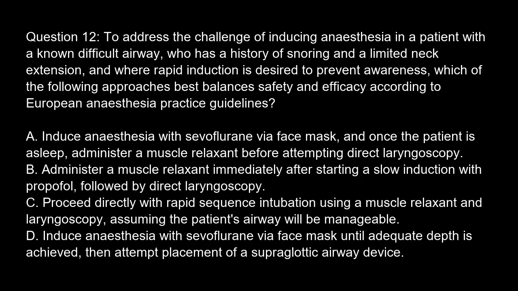Option A. Induce anesthesia with sevoflurane via face mask, and once the patient is asleep, administer a muscle relaxant before attempting direct laryngoscopy. Option B. Administer a muscle relaxant immediately after starting a slow induction with propofol, followed by direct laryngoscopy. Option C. Proceed directly with rapid sequence intubation using a muscle relaxant and laryngoscopy, assuming the patient's airway will be manageable. Option D. Induce anesthesia with sevoflurane via face mask until adequate depth is achieved, then attempt placement of a supraglottic airway device.